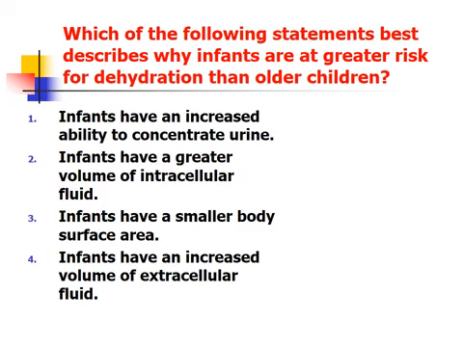Which of the following best describes why infants are at greater risk for dehydration than older children? Did you select the correct answer? The correct answer is infants have an increased volume of extracellular fluid. And because of this alteration in the extracellular fluid, infants and young children are at risk for dehydration and fluid and electrolyte imbalance.